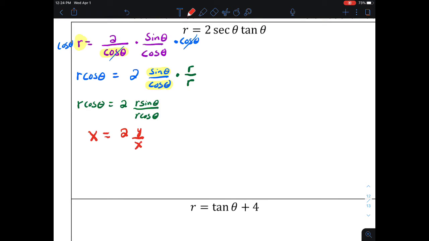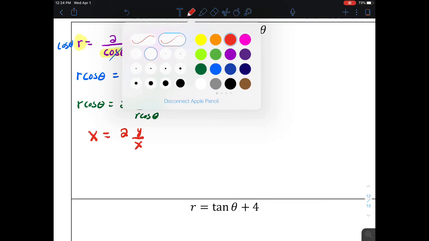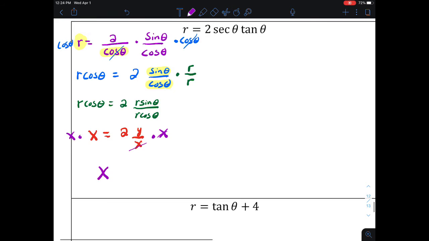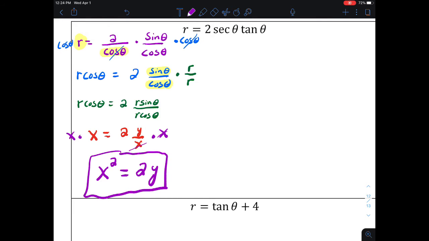And I could just simplify this a little bit and say this would look a whole lot neater if I would just multiply both sides by x at this stage. And then make those two cancel out and have a rectangular form of x squared is equal to 2 times y, which we'd have a parabola. y equals 1/2 x squared.